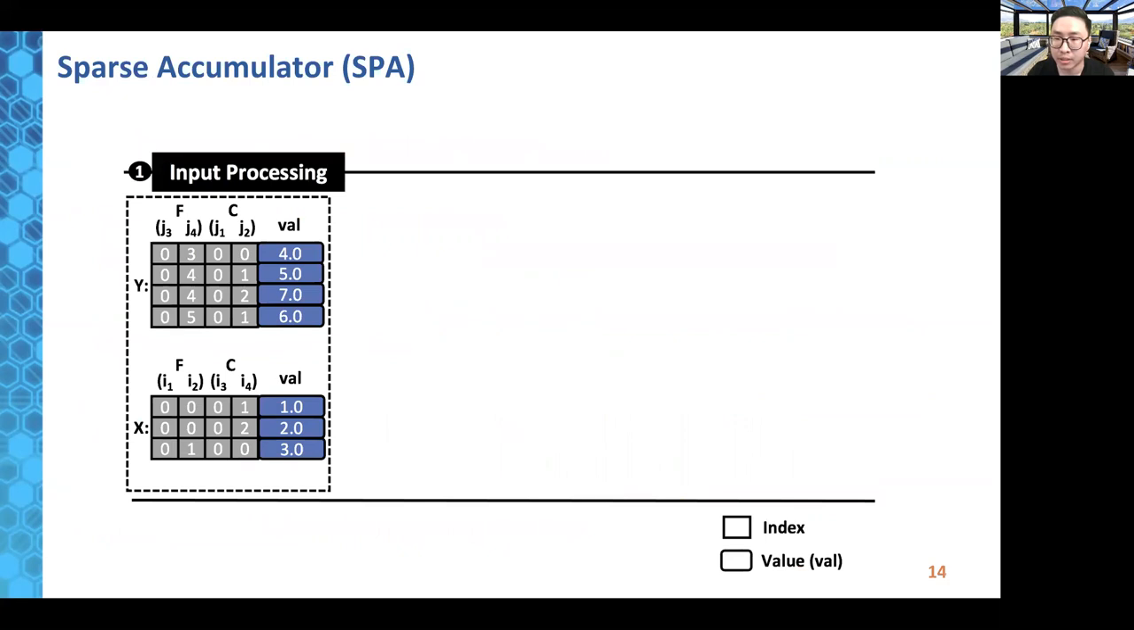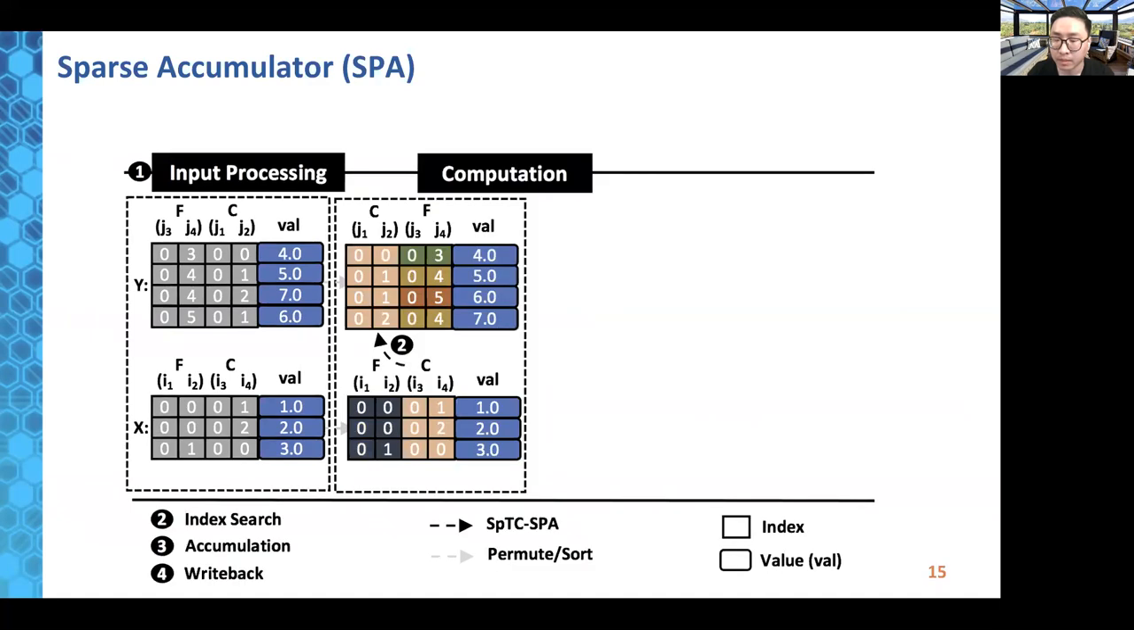Sparse accumulator, or SPA, is a popular approach in sparse matrix multiplication, which uses a sparse representation to hold the indices and non-zero values of the current active matrix row to do accumulation. We first extend sparse matrix SPA to support arbitrary order sparse tensor contraction. This approach includes 5 stages.